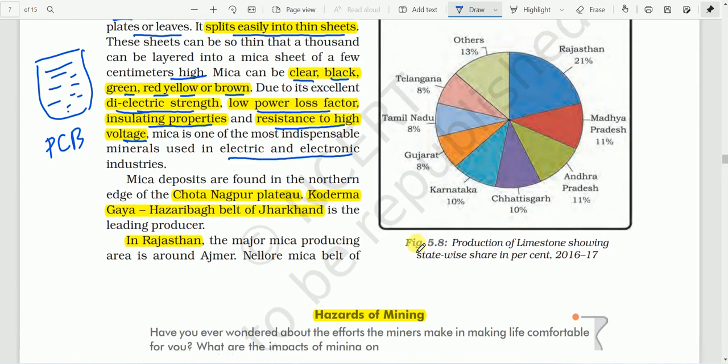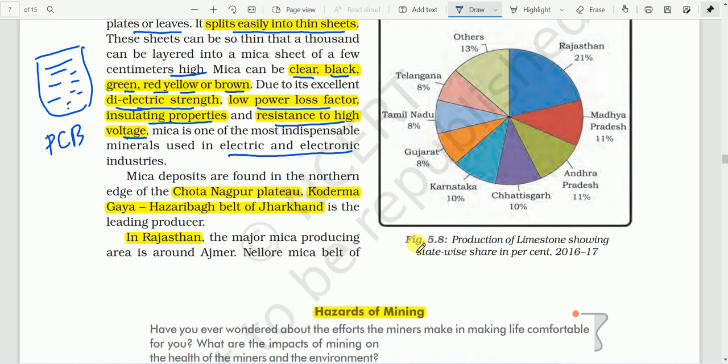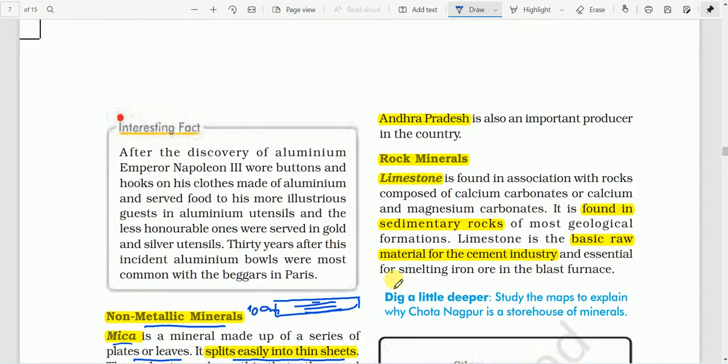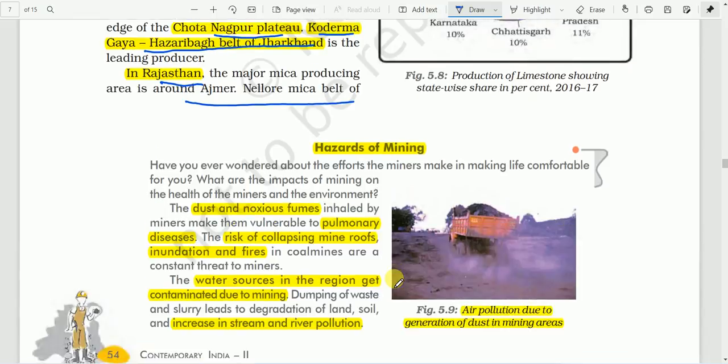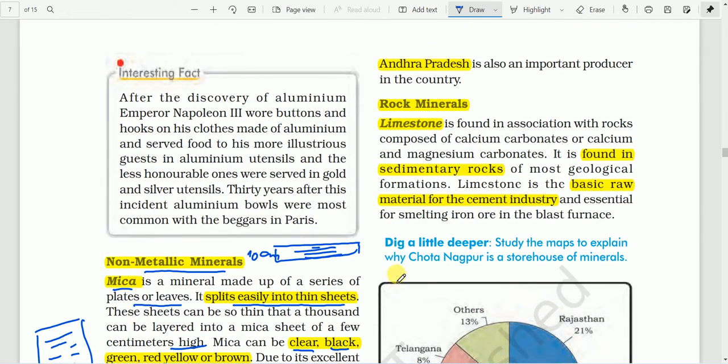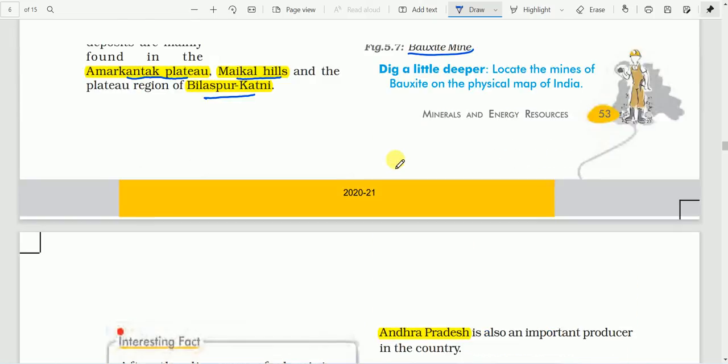And about the distribution of mica, mica deposits are found in the northern edge of Chotanagpur Plateau, then Koderma, Gaya, Hazaribagh belt of Jharkhand. And so these regions are the leading producer of mica: Chotanagpur Plateau, then Koderma, Gaya, Hazaribagh belt of Jharkhand. And in Rajasthan, the major mica producing area is around Ajmer, and Nellore mica belt of Andhra Pradesh. Okay, and Andhra Pradesh is also an important producer of mica in the country.